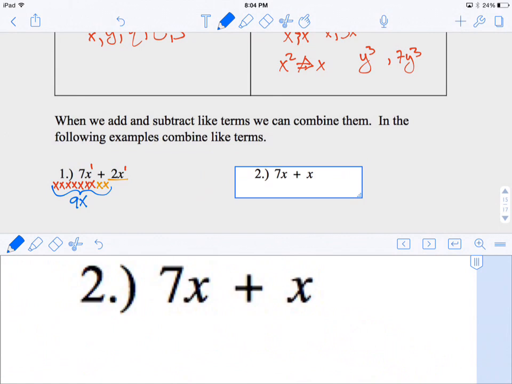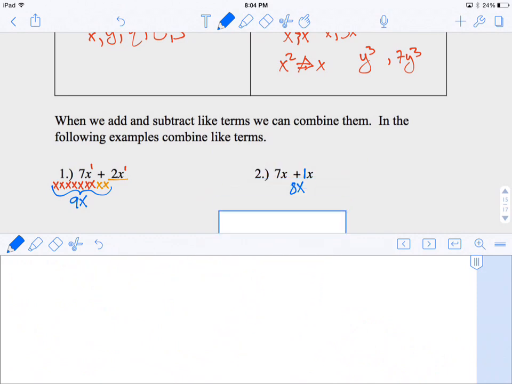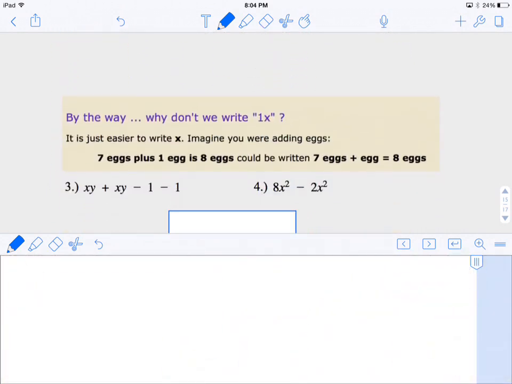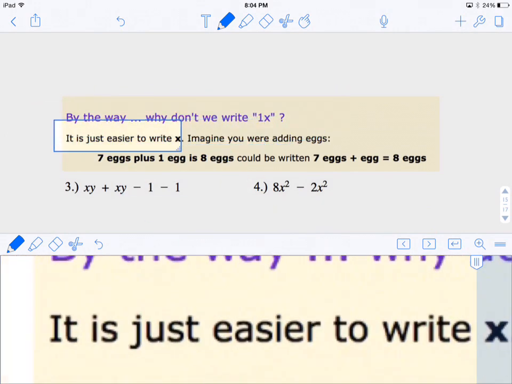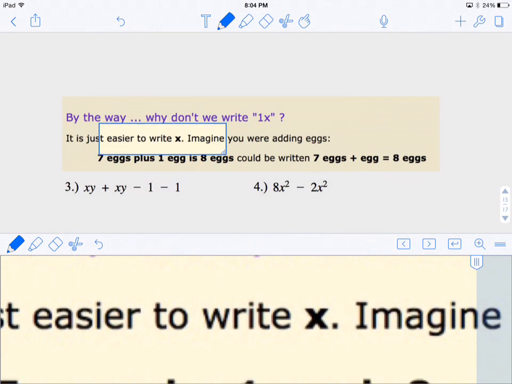Over here, we have 7x and x. Well, if there's no number in front, we know that this is 1x. You need to keep that in mind. So 7x plus 1 more x is 8x. You've probably seen this before. Hopefully it's kind of boring for you and we can just move on. By the way, why don't we write 1x? Well, just following these notes, it's easier to just write x.